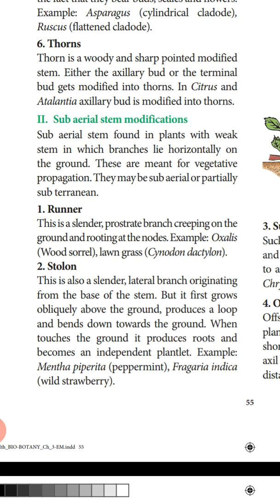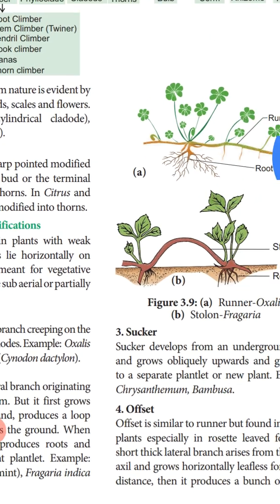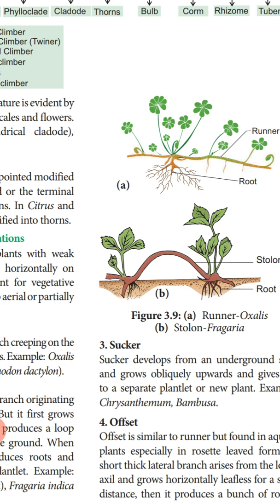Next is the stolon. Stolon is also a slender lateral branch originating from the base of the stem, but it first grows obliquely above the ground, produces a loop and bends down towards the ground. When it touches the ground, it produces roots and becomes an independent plantlet. In figure 3.9a you can find the runner in Oxalis. Here you can see the roots present. The branches run in different directions, and from the nodes of these branches roots arise. These are called runners.